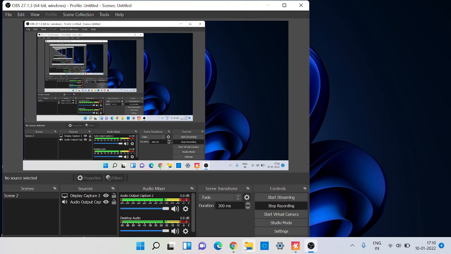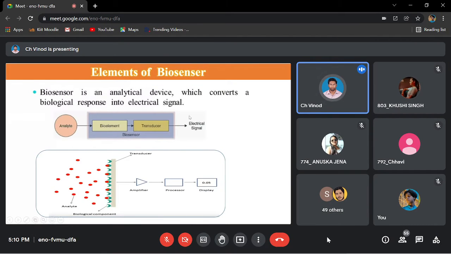is being recorded, and that change is detected by this component called the transducer. This is the most important component. This detection will now be transferred into an electrical form of signal, and it will be displayed. So how did this biosensor come into existence?